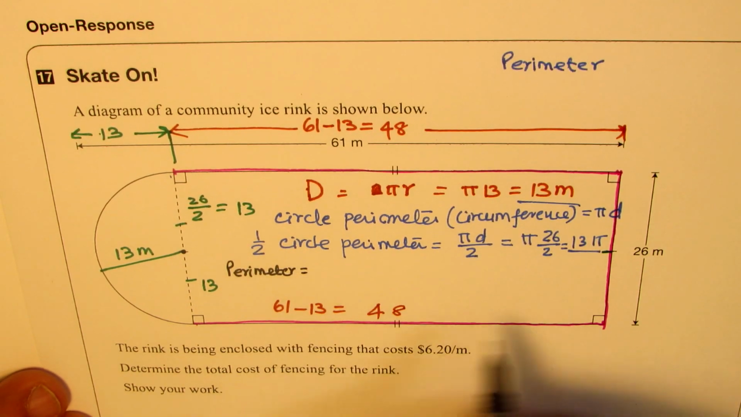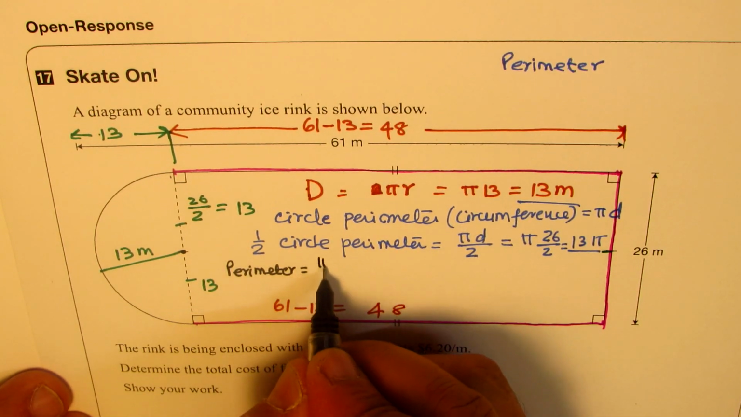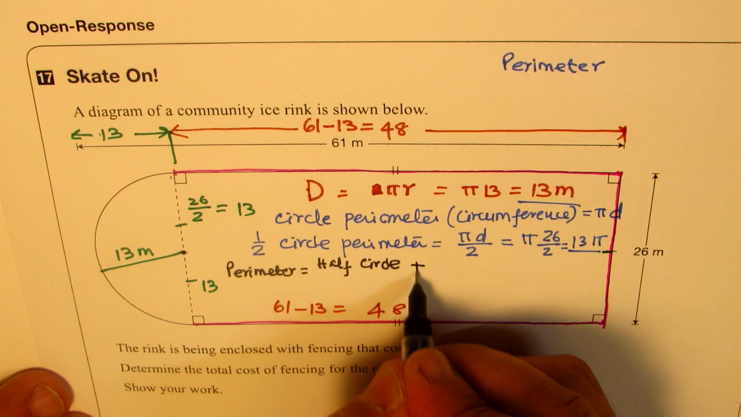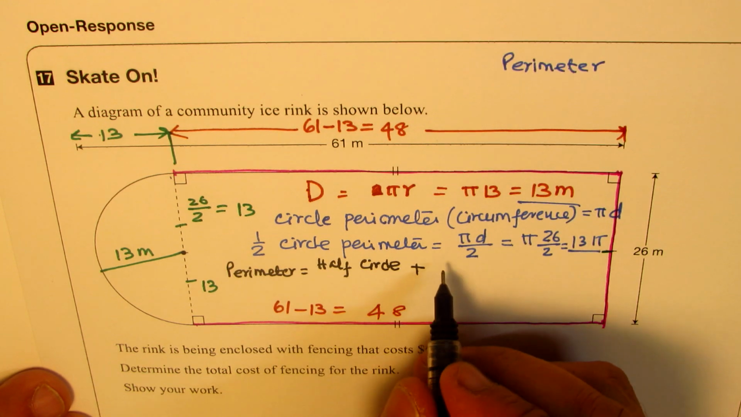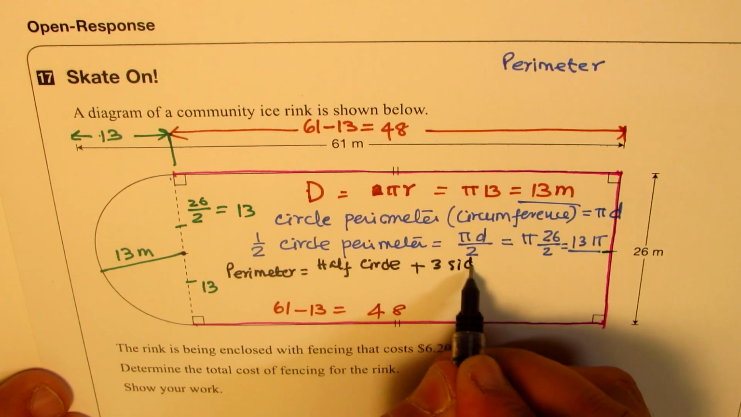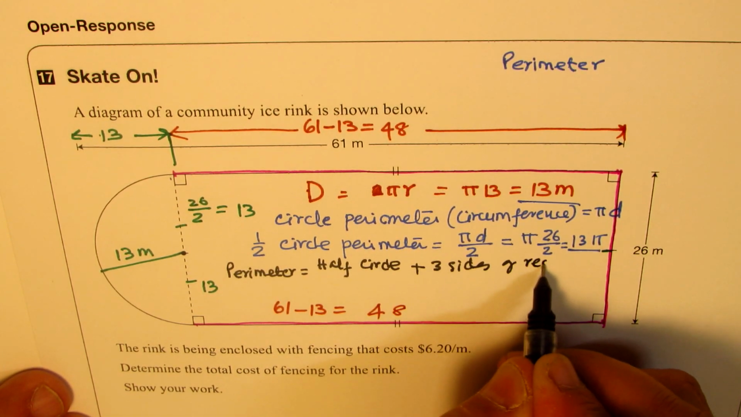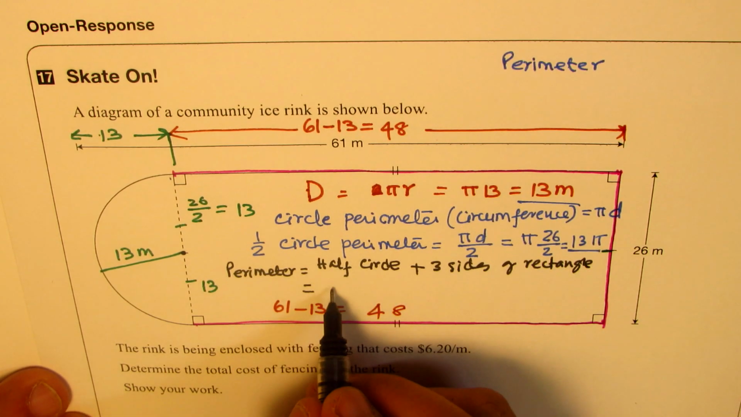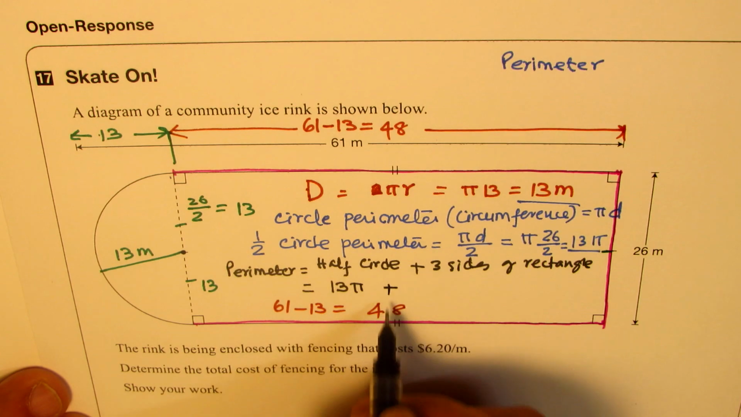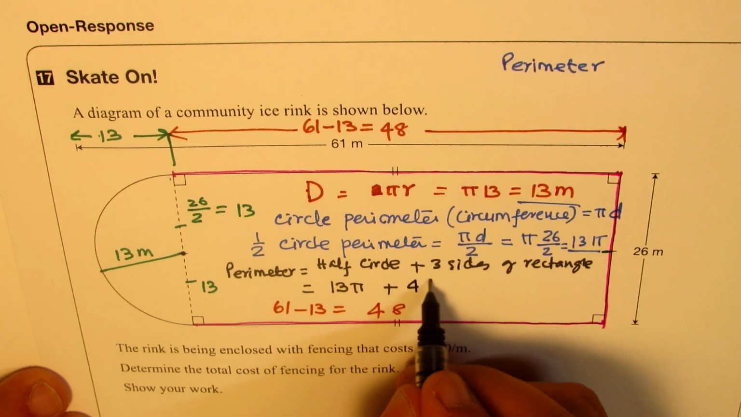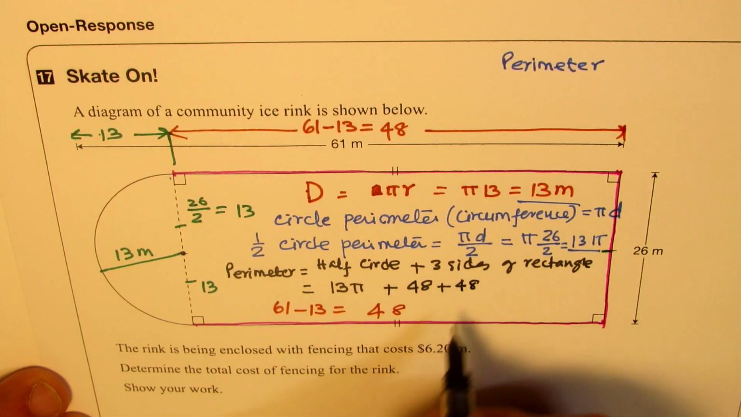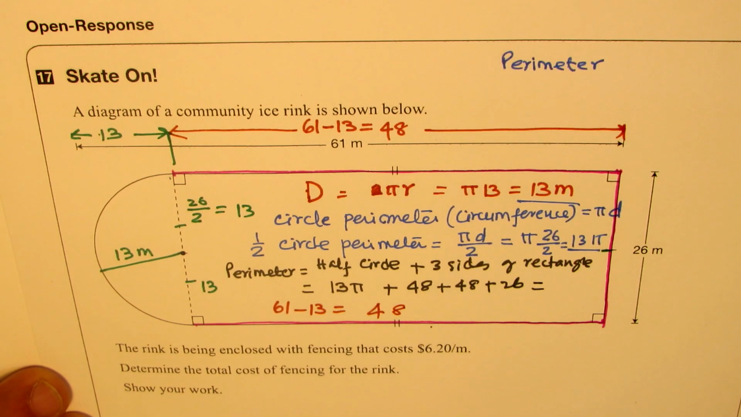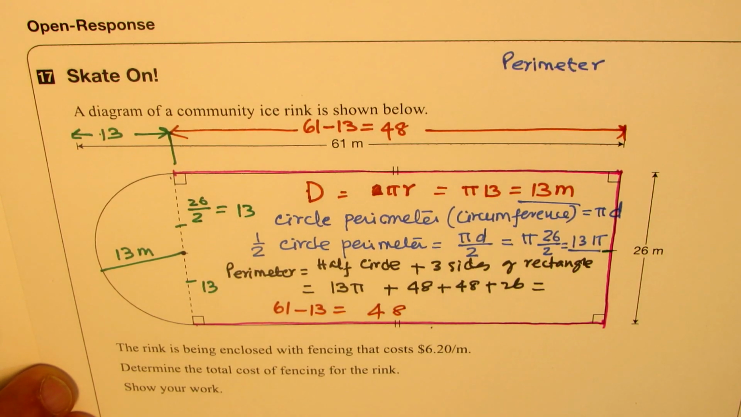So perimeter is half circle plus 3 sides of rectangle, correct? So in this case, half circle we calculate as 13 pi plus the 3 sides are 48 plus 48. These two are equal plus 26. Is that clear to you? So that becomes our total perimeter.